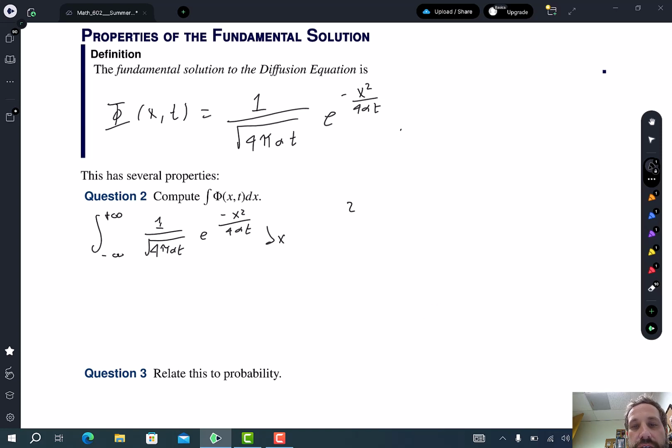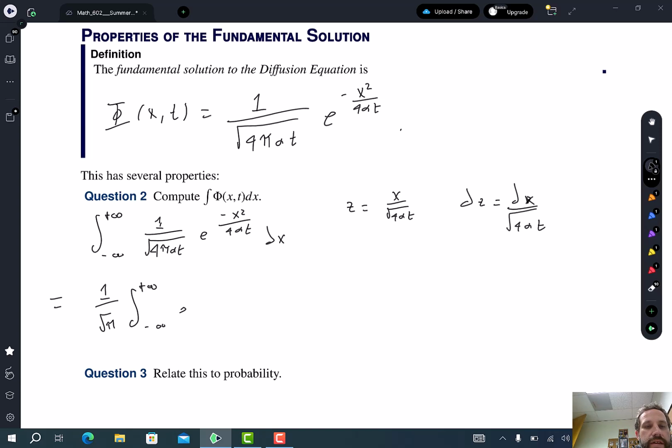Okay, I'm going to make a change of variables and say z is equal to x over the square root of 4 alpha t. Then dz is equal to dx over the square root of 4 alpha t. And when I make these changes in my integral, everything is going to cancel except for the 1 over the square root of pi. So this is going to be 1 over the square root of pi times the integral from minus infinity to positive infinity of e to the minus z squared dz. Again, when I change the differentials, that cancels with that term there.